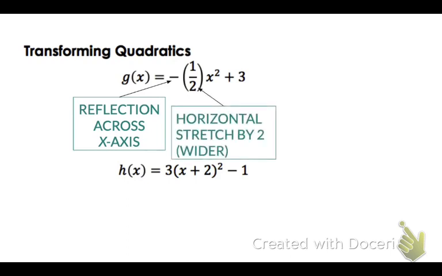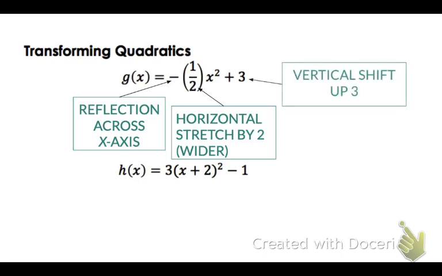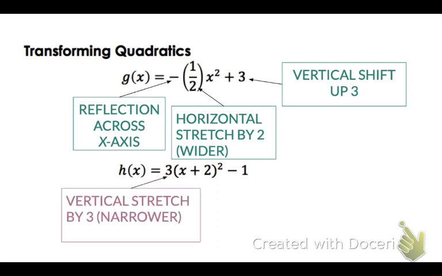We have a horizontal stretch by 2, so this parabola is actually getting wider even though we're multiplying it by 1/2. So just be really careful about whether you're identifying whether the coefficient is between 0 and 1 or greater than 1. And then this 3 at the end is going to shift that vertically 3 units up on the y-axis. So for h of x, we have a vertical stretch by 3.